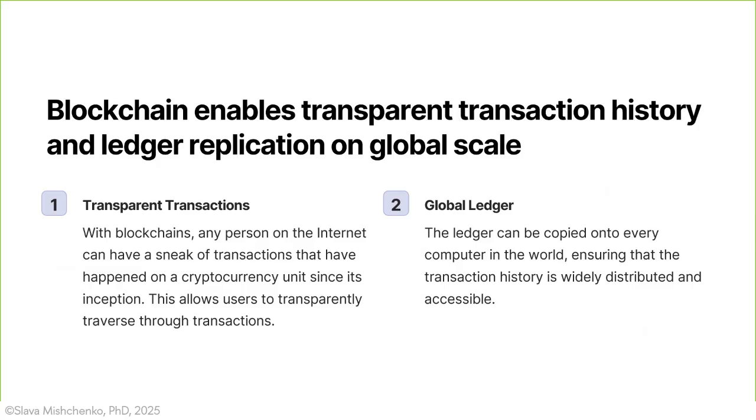The remarkable thing about blockchain is its complete transparency in transaction tracking. For example, imagine being able to see every single transaction that has ever occurred with a particular cryptocurrency unit since it was created. That's exactly what blockchain enables. And when I talk about transparency, I mean that anyone, anywhere in the world with an internet connection can examine these transactions. And this isn't just about visibility at all.